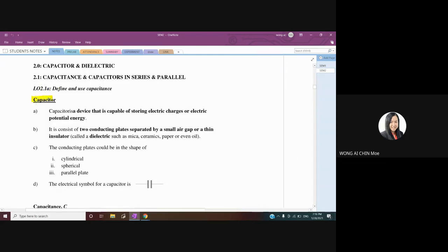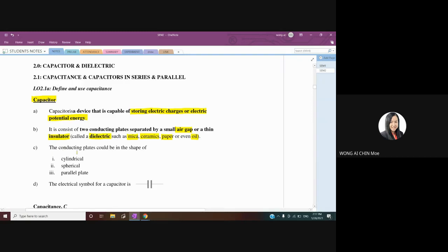Okay, so capacitor is a device that is capable of storing electric charges and also electric potential energy. Actually this capacitor is like our storage. It can help us to store the energy, similar to our power bank. It consists of 2 conducting plates separated by a small air gap, or it can be an isolator. This isolator we call a dielectric. The dielectric can be a mica, a ceramic, a paper, or even an oil.